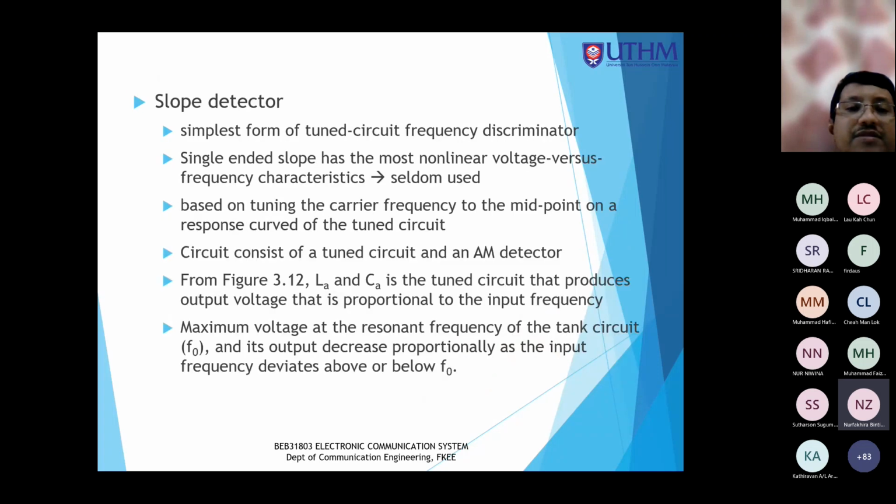Okay, the first one is the slope detector. The slope detector is the simplest form of tuned circuit frequency discriminator. It has a single slope and has the most non-linear voltage versus frequency characteristic. So this is not a very practical circuit that we use in the market actually. This is for certain types of applications only.